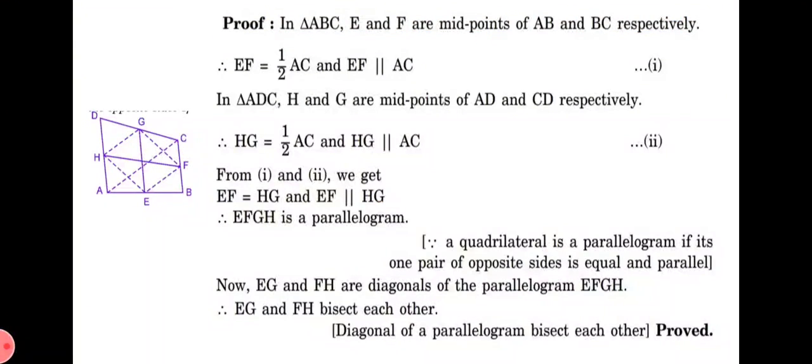Now EG and FH are diagonals of the parallelogram EFGH. When we talk about the parallelogram EFGH, you can see that EG and FH are the diagonals of the parallelogram. Therefore EG and FH bisect each other, because we know it is one of the properties of a parallelogram that the diagonals bisect each other. So we write that EG and FH bisect each other. Why? Because diagonals of a parallelogram bisect each other. This is the property. Hence proved.